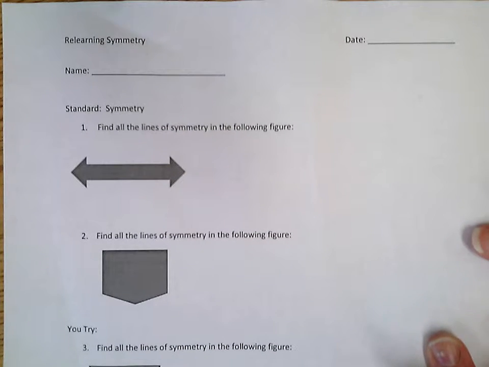The lines of symmetry are basically what we're looking at is how do we divide a figure in half to make sure that the right and left or top and bottom are exactly the same. We want to imagine having a folded line and they line up exactly the same.